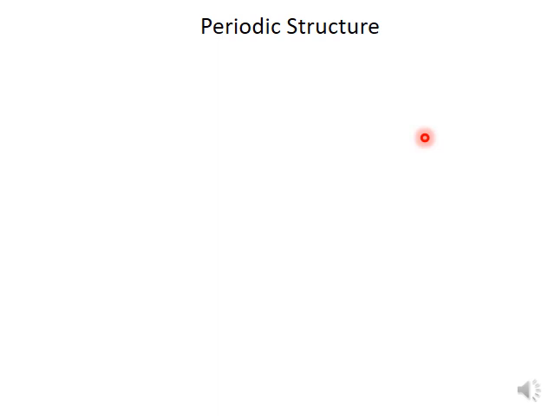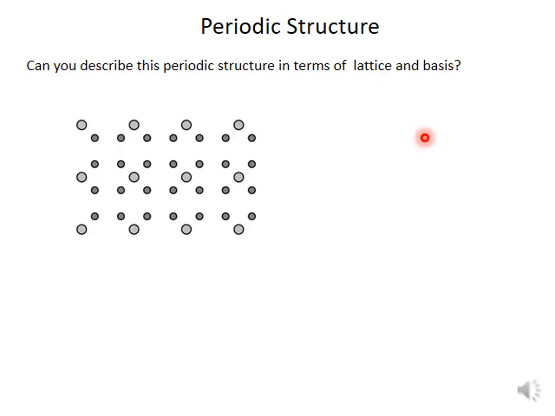So what we learned in the previous 2 slides is that you can represent any periodic function, any periodic structure, if you can identify the repeating motif or basis and the lattice on which it is repeated itself. So now let's consider such a periodic structure. Can we describe this periodic structure in terms of lattice and basis?